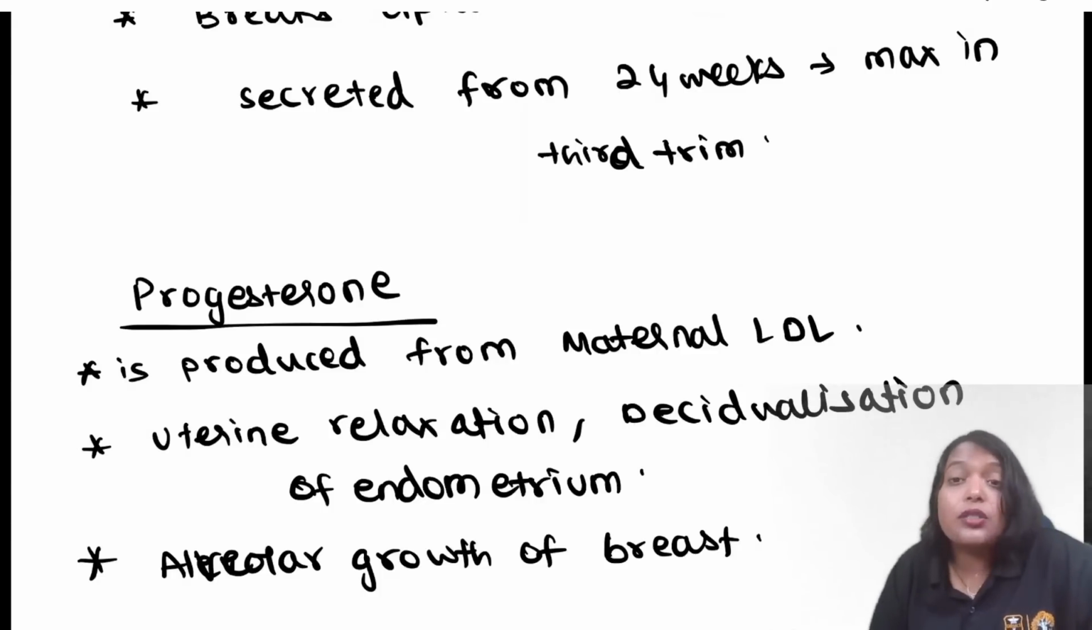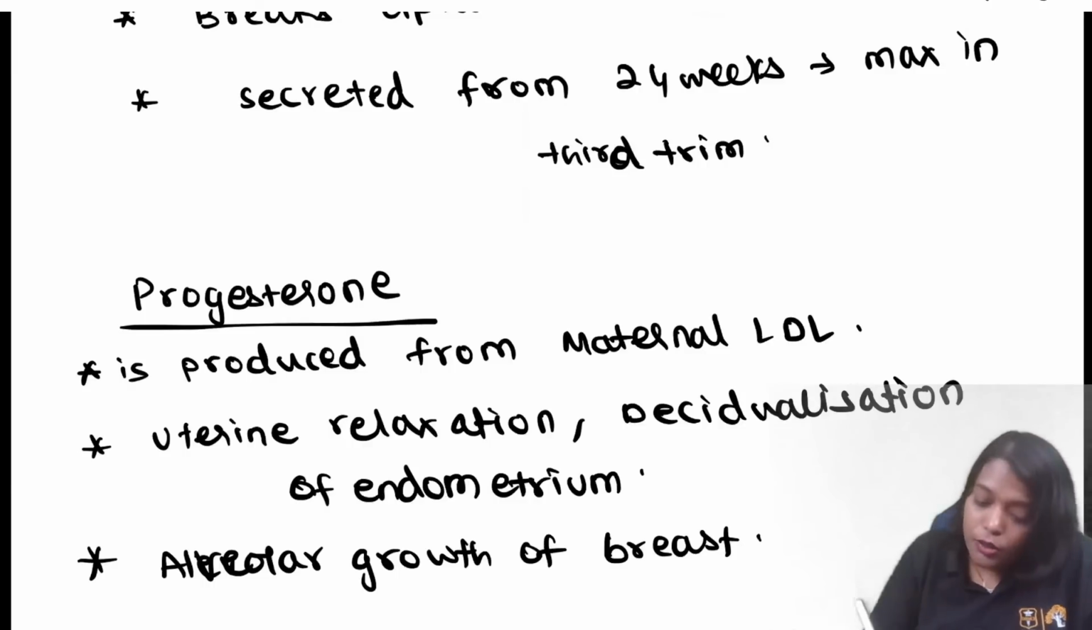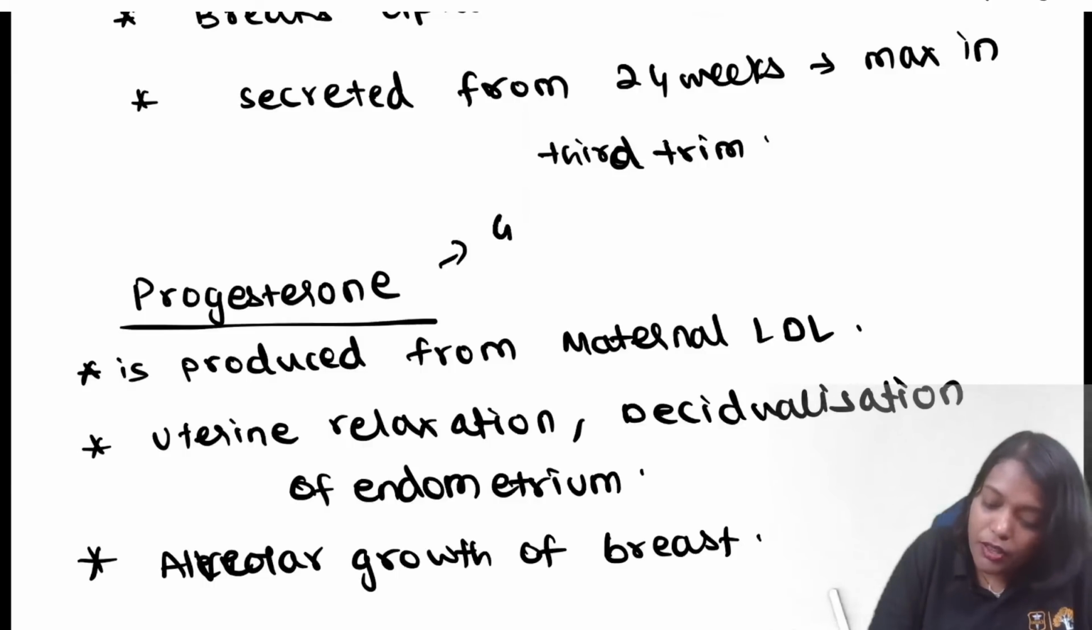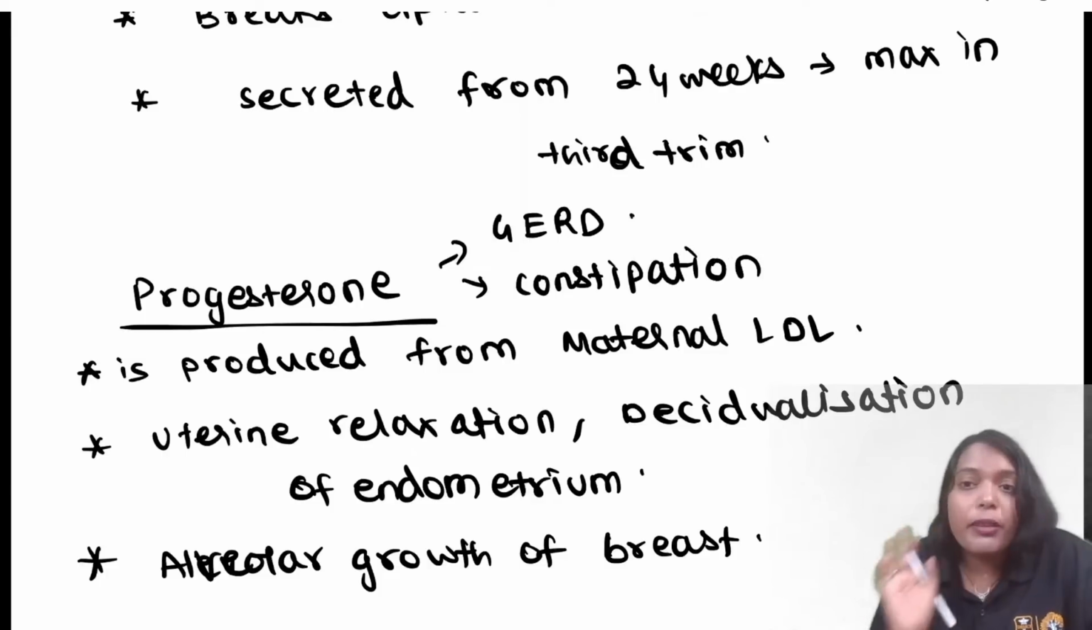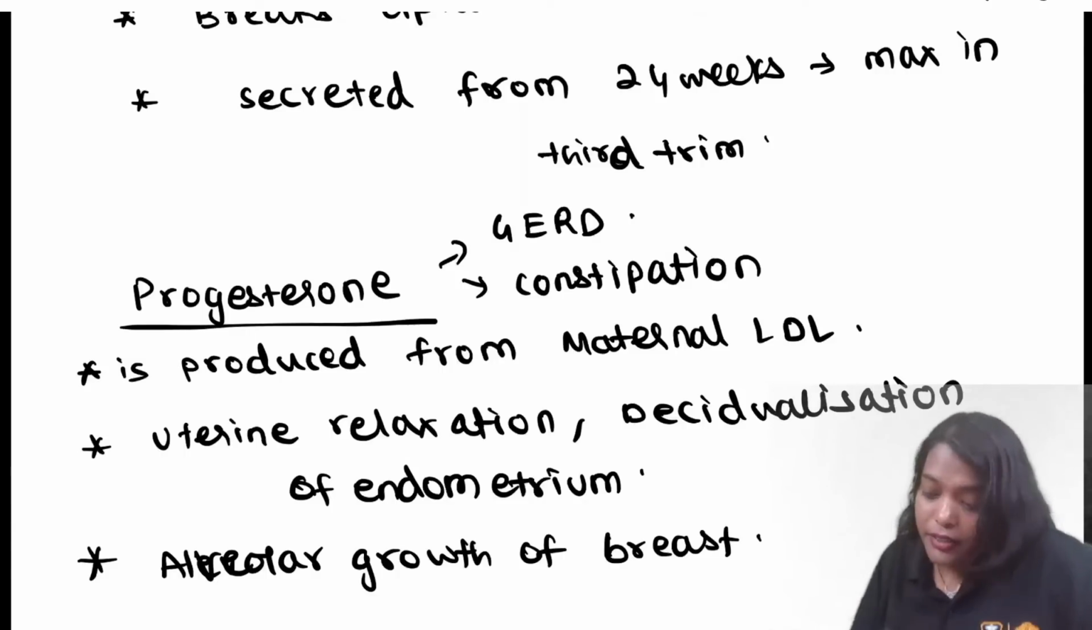Progesterone also causes constipation in pregnancy because of the bowel relaxation. So additional things which progesterone is causing are GERD and constipation. Basically, it relaxes every smooth muscle in pregnancy. That much you remember. So, as progesterone causes uterine relaxation, we can use progesterone for what?